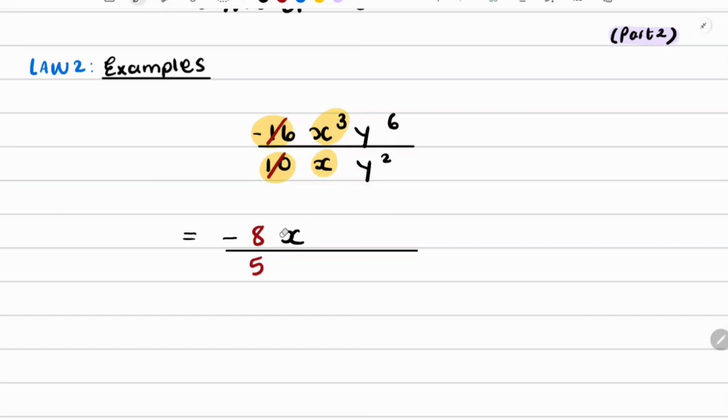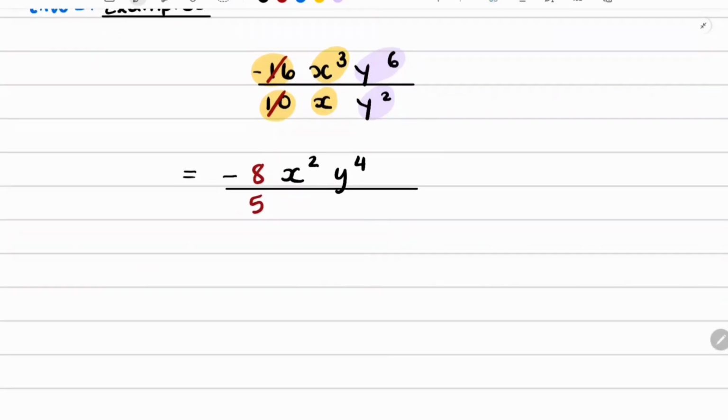It will stay x. Remember, it goes to the numerator. Okay, x to the power of 3 minus the exponent here, which is a 1. 3 minus 1 is 2. And then we do the same thing to y. So y to the power of 6 divided by y to the power of 2 would be y to the power of 6 minus 2, which is 4.